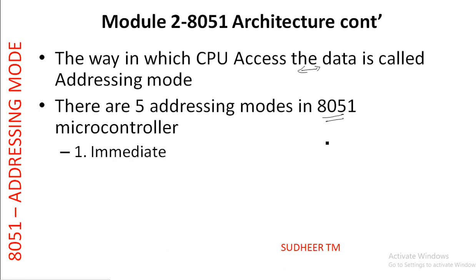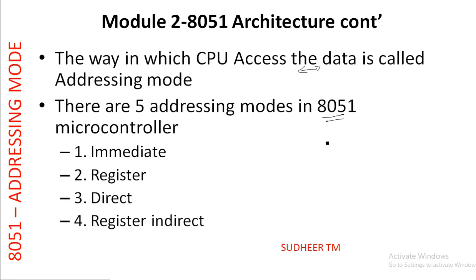First one is called the immediate addressing mode. This topic is very important, a frequently asked question. First one is immediate addressing mode. Second one is called register addressing mode. Third one is direct addressing mode. Fourth one is register indirect addressing mode, and last, indexed addressing mode. So we need to cover these 5 addressing modes here. They are immediate, register, direct, register indirect, and indexed.